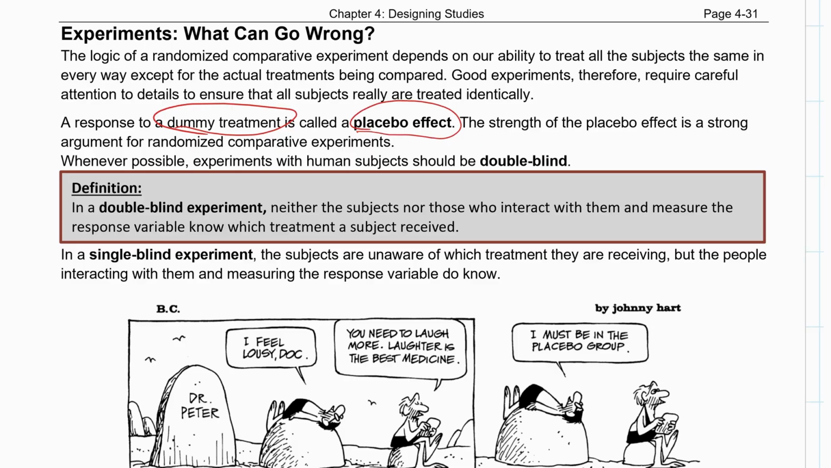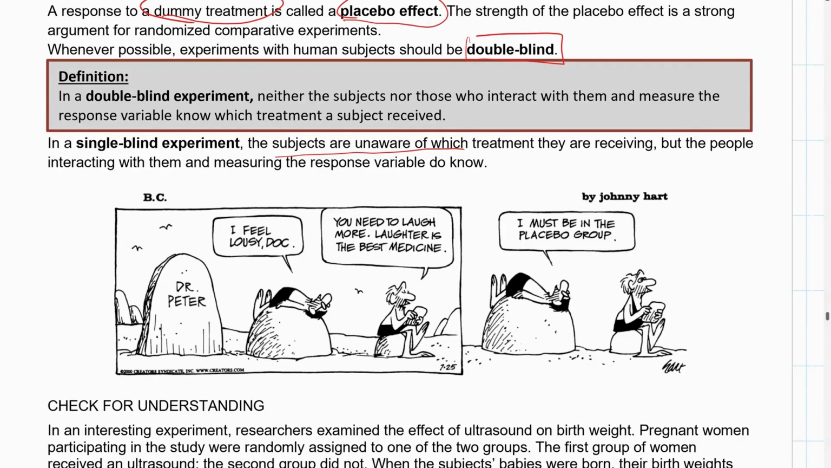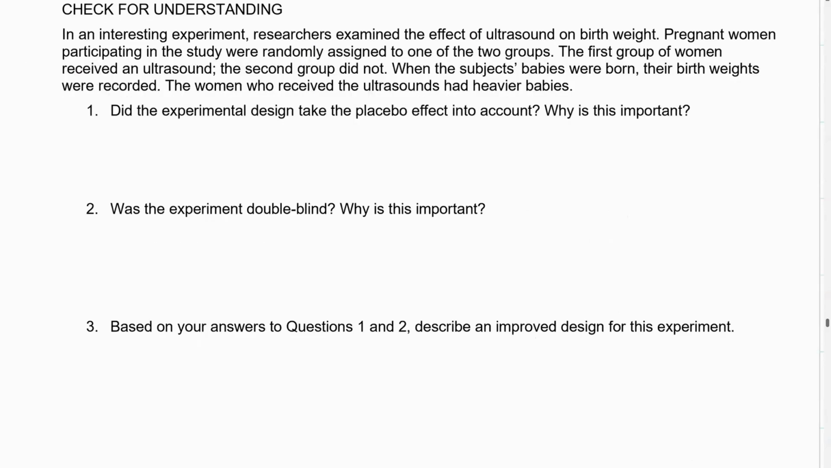And also, the subject should be double blind. In a double blind experiment, neither the subjects nor those who interact with them and measure the response know what treatment is being given. So everyone's in the dark about what group they're in until you actually see the final results. But in a single blind experiment, only the subjects are unaware what treatment they're getting. Let's take this idea and see if we can make some sense out of it.